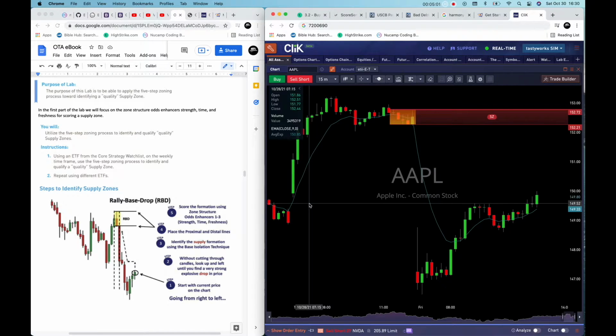Okay, so now we are looking at Apple, and you will have an opportunity to score this zone on your own. We are currently looking at a 15-minute chart, and our zone is drawn between October 28th at 11:45 a.m. and October 28th at 12:45 p.m. All right, so if you'd like, you can go ahead and pull up your chart.